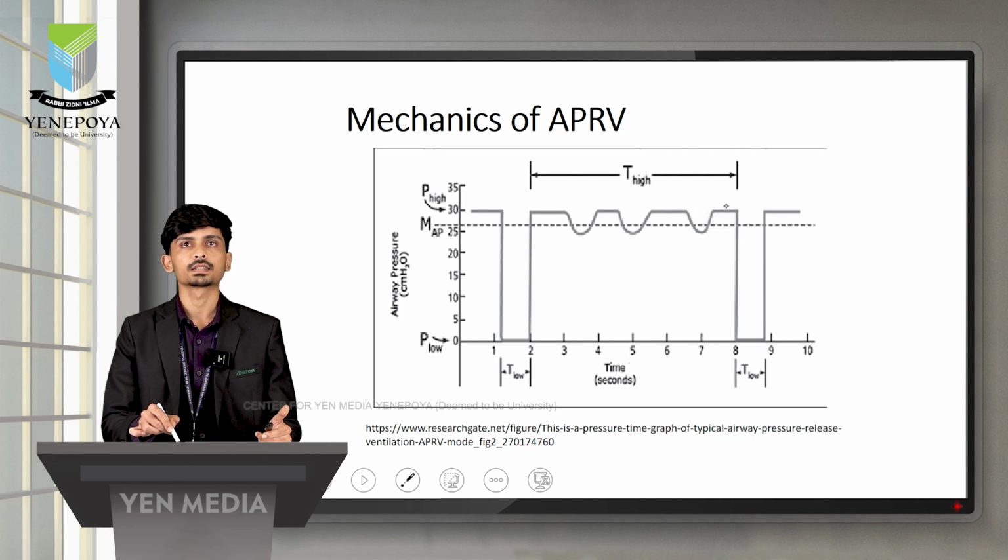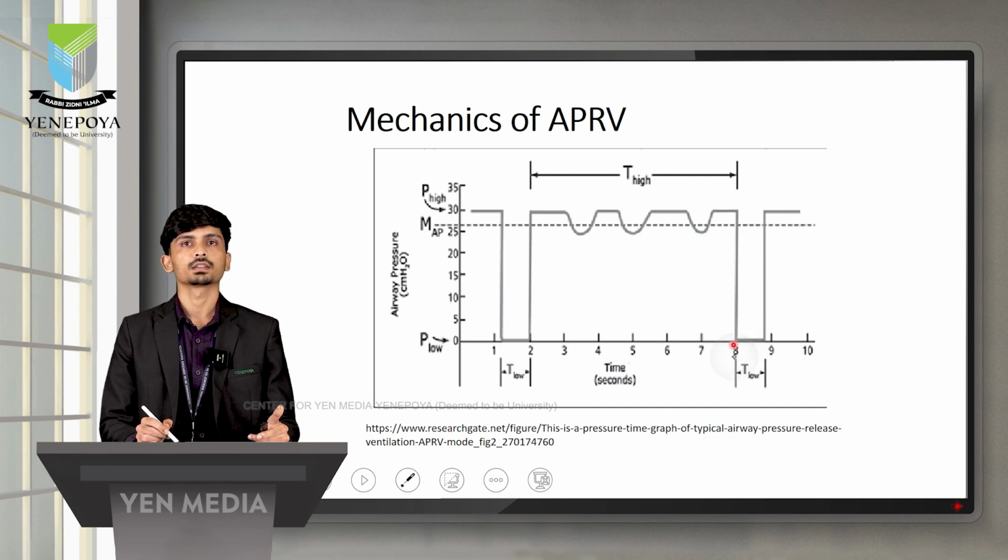After that there is something called pressure release, or nothing but the pressure will drop from higher pressure to lower pressure. The lower pressure in this case they have set at 0. So after 7 seconds of pressure being maintained at 30 centimeter of water, the pressure will be released, or it will drop from 30 centimeter of water to 0. That is specific to this case. We can set the pressure low to different values, which we will learn in the next slides.